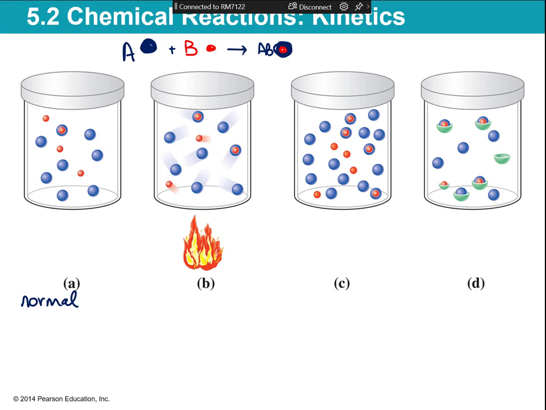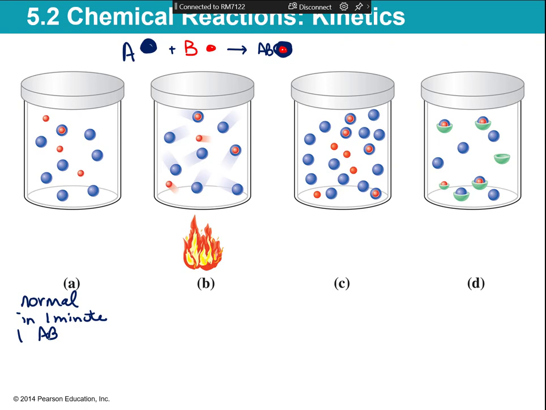So in this first one, it says, all right, if I take A and B and I put them in this container, within a minute, we'll just say within some designated period of time, do you see that I have one molecule of product? Okay, so you just see one. So normal, in 1 minute, I have one AB. So in another minute, maybe I'll have two. Another minute, I have three. Okay, so that's this speed.